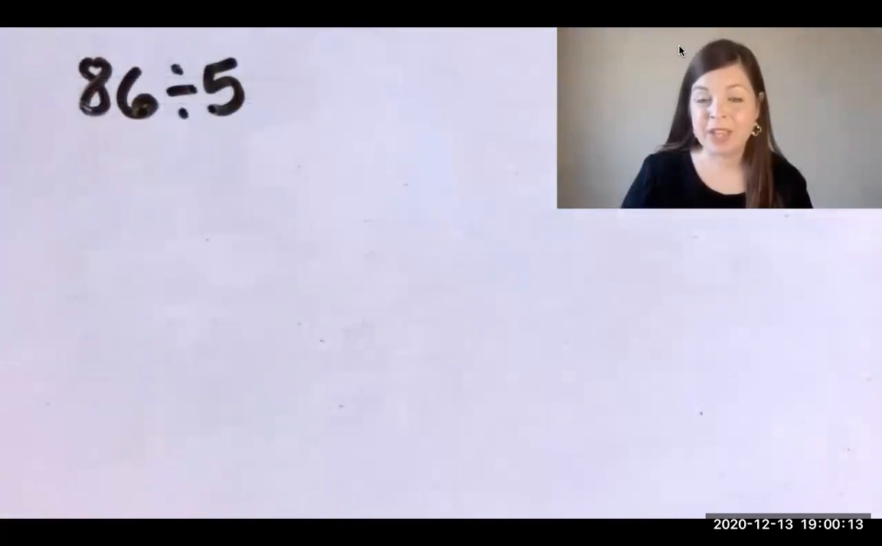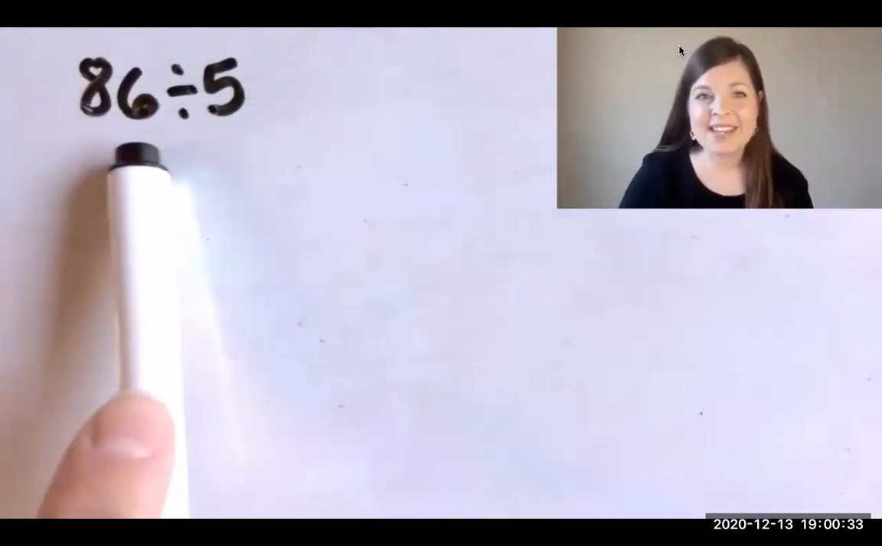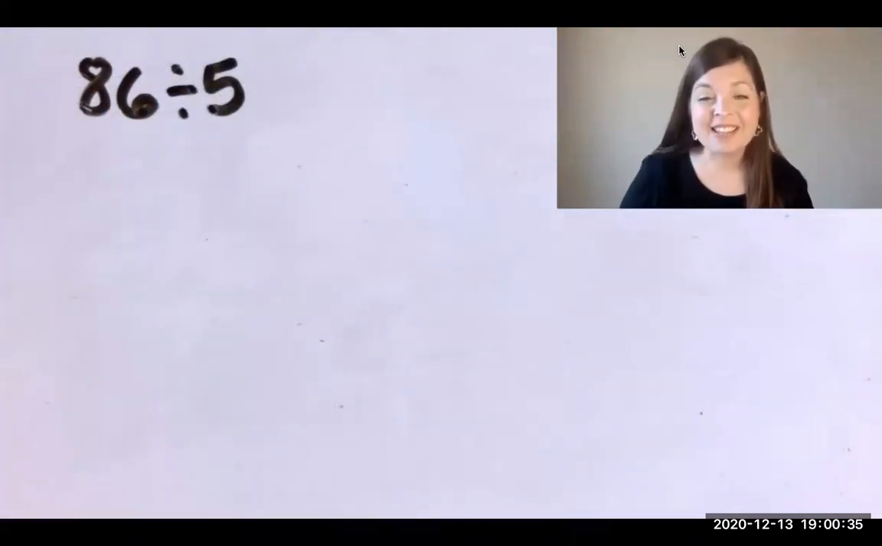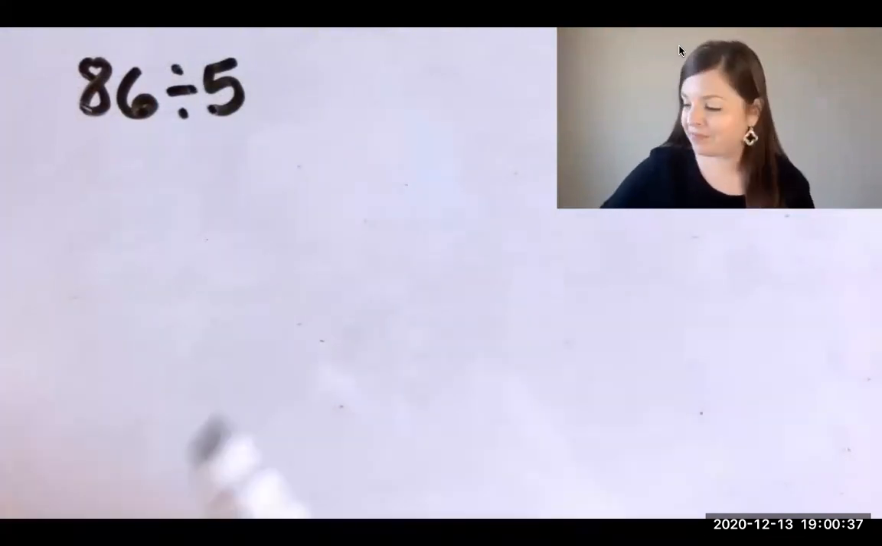Let's try another problem. But notice this time, I don't have the place value chart. We'll still use place value language as we divide, but this time I want you to try to visualize in your mind the place value chart and those discs instead of actually drawing them. Okay, so read the expression with me. 86 divided by 5. Let's set this up for long division.